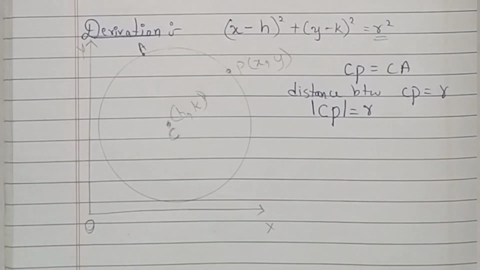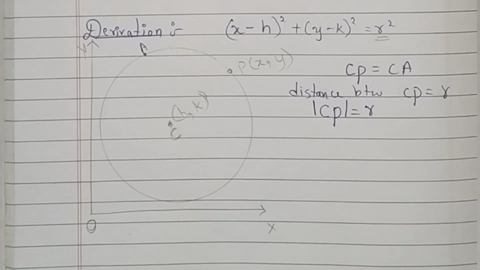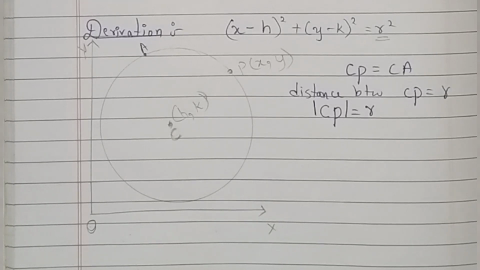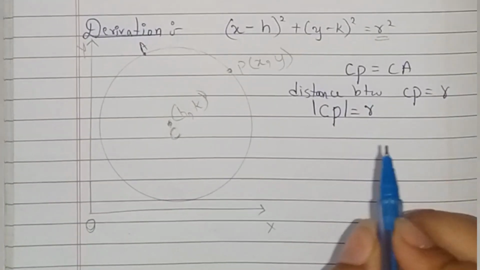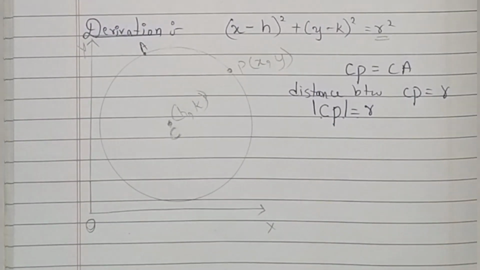Modulus in the sense that the center can lie anywhere. It can be in the first quadrant, second quadrant, third quadrant, or the fourth quadrant. However, we know the radius is always positive. Radius is always positive. So that's why we take the modulus for CP. The distance CP is equal to the radius of the circle.